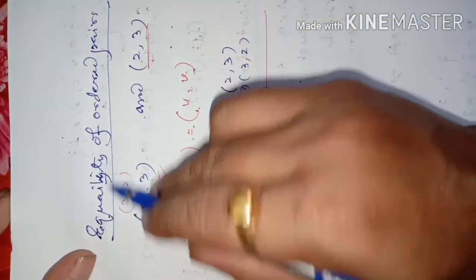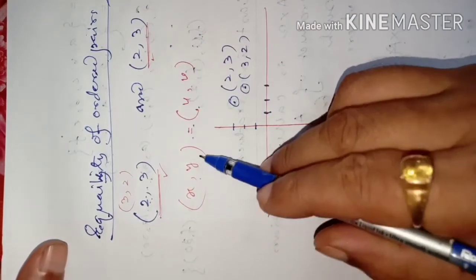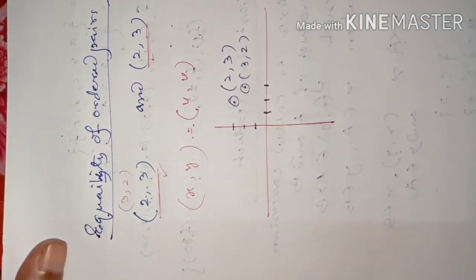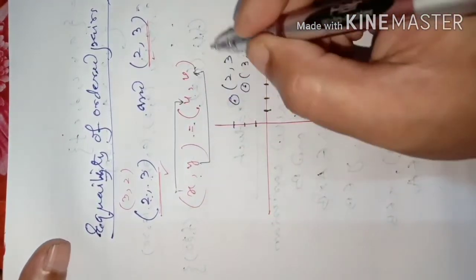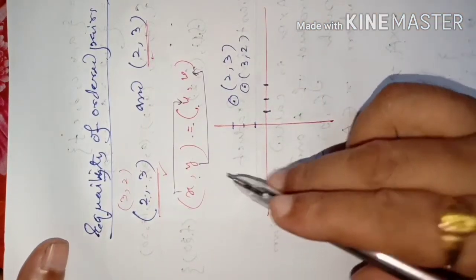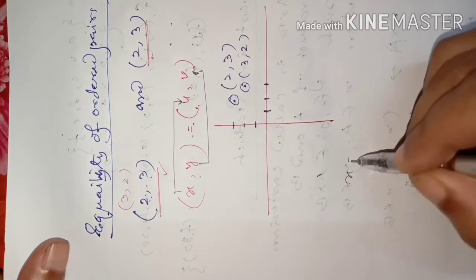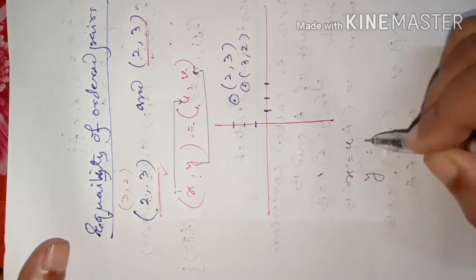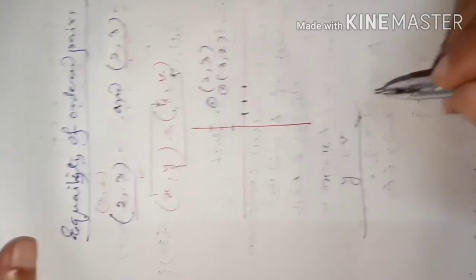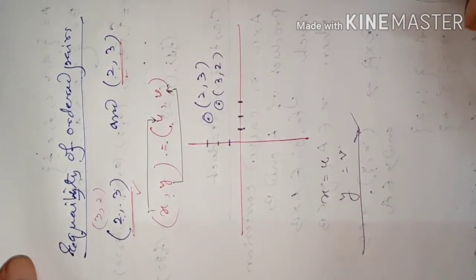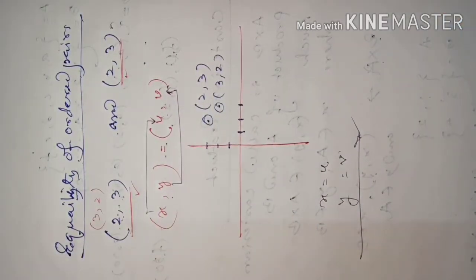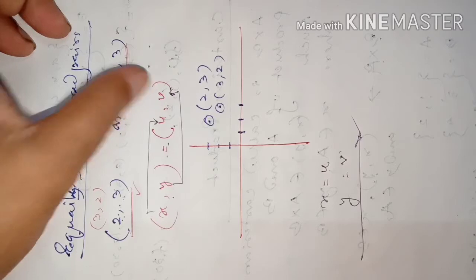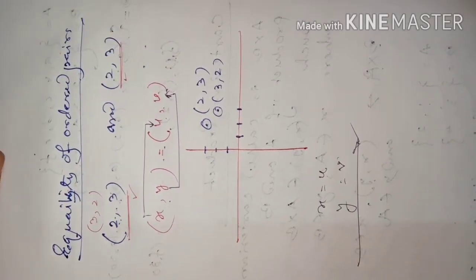Now let us talk about equality of ordered pairs. If I say (x, y) is equal to (u, v), it is understood that the first element is equal to the first element here, and the second element is equal to the second element here. Means when we say (x, y) equals (u, v), we understand x is equal to u and y is equal to v. So that is the meaning of equality of ordered pairs: corresponding elements are equal, first to first, second to second.